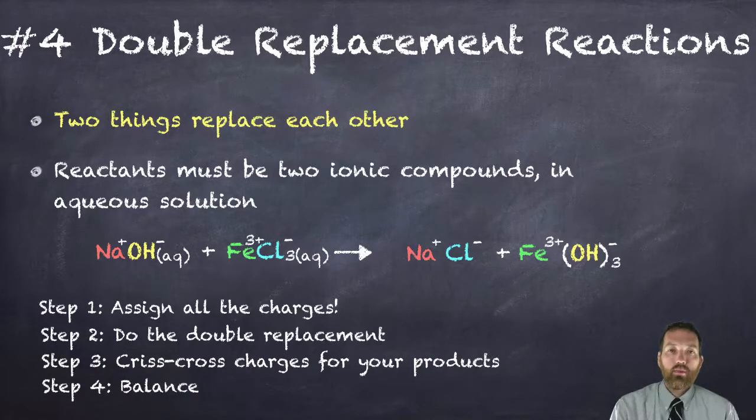And then step 4 is to balance your equation. So I have 3 hydroxides on the right and 1 on the left, so I'll put a little 3 there. That gives me 3 sodiums on the left, only 1 on the right, so I'll put a 3 there. I now have 3 chlorines on the right, 3 chlorines on the left, 1 iron on the left, 1 iron on the right. So we're good.